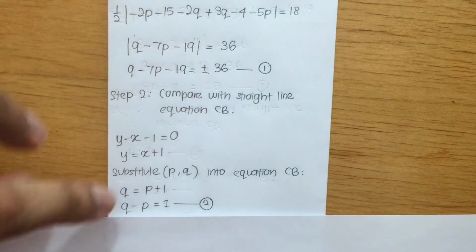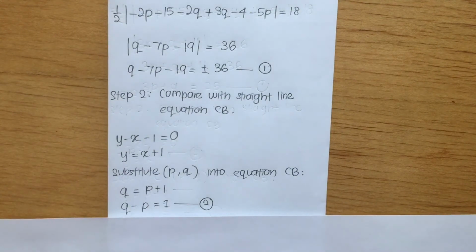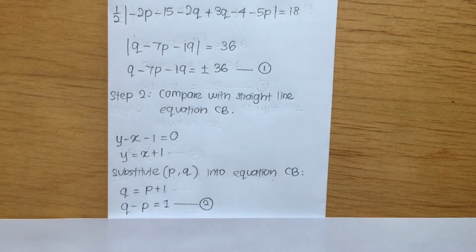So as you can see here, we have already formed a simultaneous equation. As I said in the question earlier, guys, 2 equation, 2 unknown. When you have 2 equation, that means you can definitely solve this question.